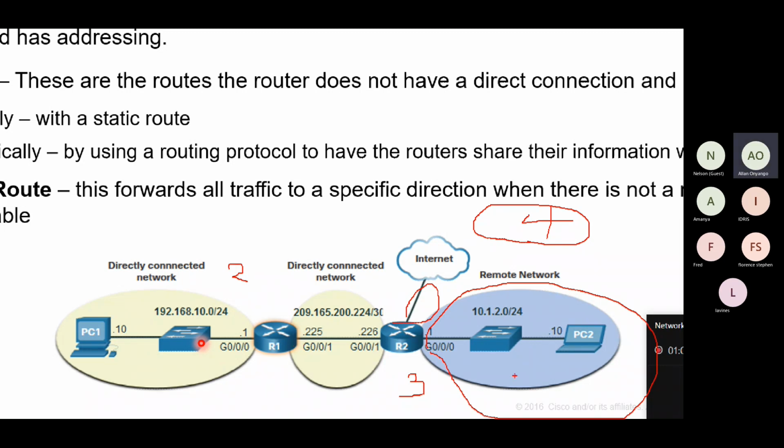Look at R2. R2 has 3 directly connected networks. Out of the total 4, R2 is directly connected to 3 of them, which means there's one network which is not directly attached to R2. That network is here. It is only directly attached to R1. So if you are in R2, any network that is not directly attached to R2 is also called a remote network for R2. So R2 has this network as a remote network, but R1 has these two networks as remote networks. Very important to note that.